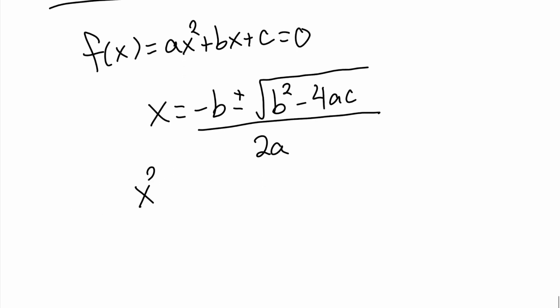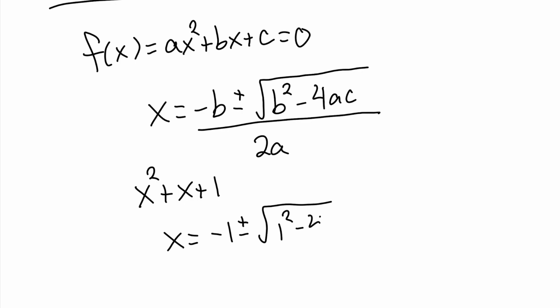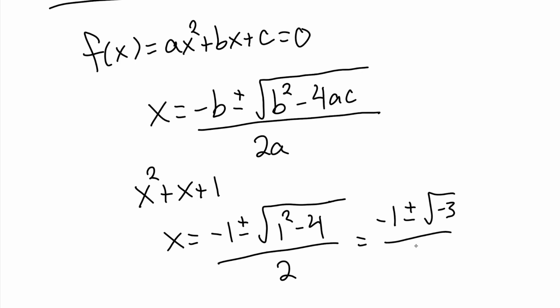So if we use one that we saw is not factorable, like x squared plus x plus 1, a, b, and c are all 1 in this case. Then x is equal to negative 1 plus or minus the square root of 1 squared minus 4 times 1, which is 4, all over 2. And we can see why it's not factorable. We can't even find the roots, because it's the square root of negative 3. If you know anything about imaginary numbers, complex numbers, you can use that to write an answer for this, but we're not getting into all that. We're just going to focus on the real numbers.